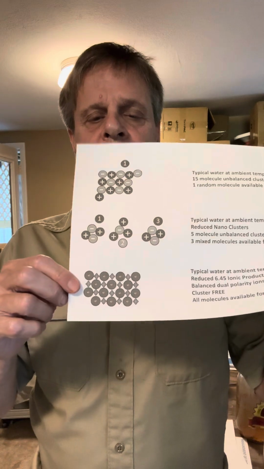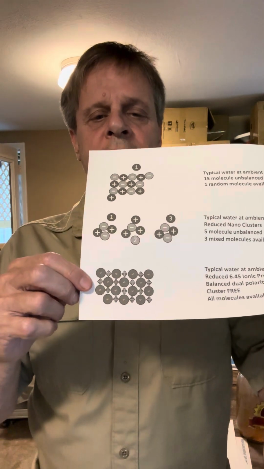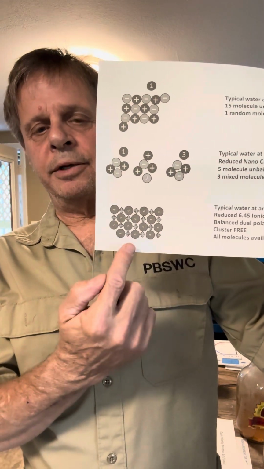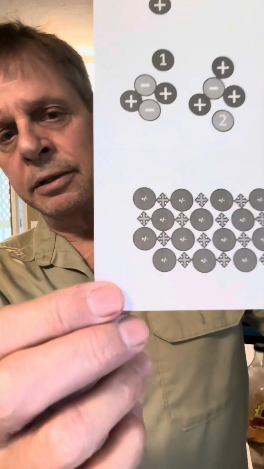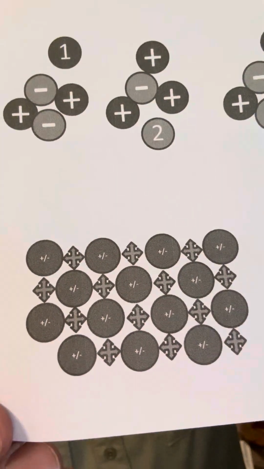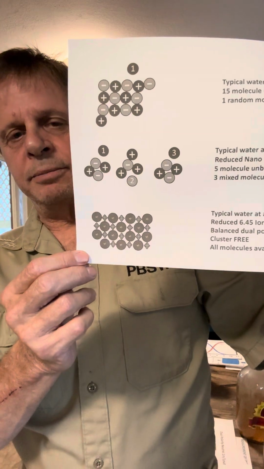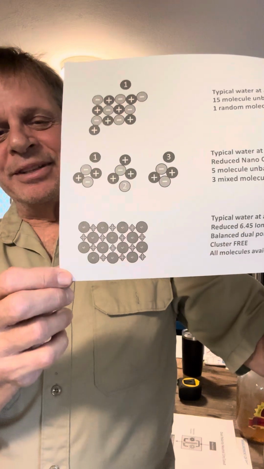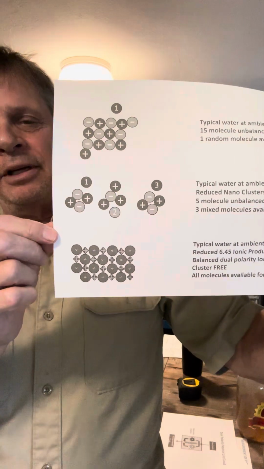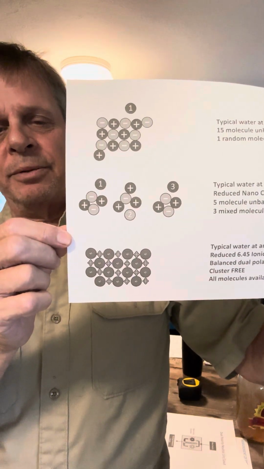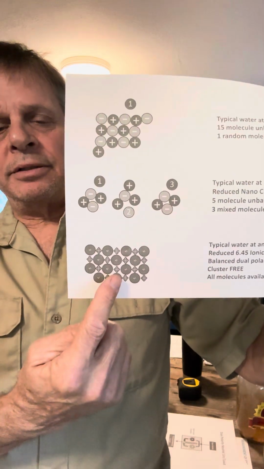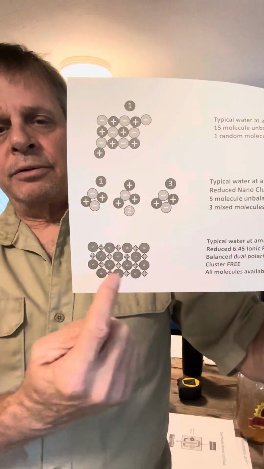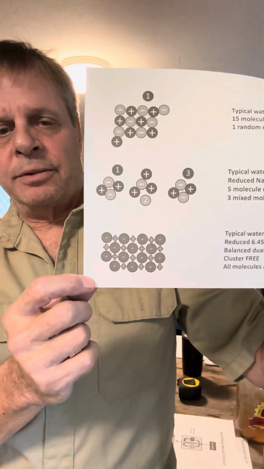When you go to dual polarity, ionic, 6.45 ionic product, all ions are available for uptake. They're all separated and they're all balanced. You can't see it. I put a plus and a minus in there, but I couldn't get it big enough to see. Bottom line, that helps explain how we increase absorbency. Until you reach this, you can't absorb at all. You can only absorb a single molecule. So this is why you can increase your absorbency to 100%.